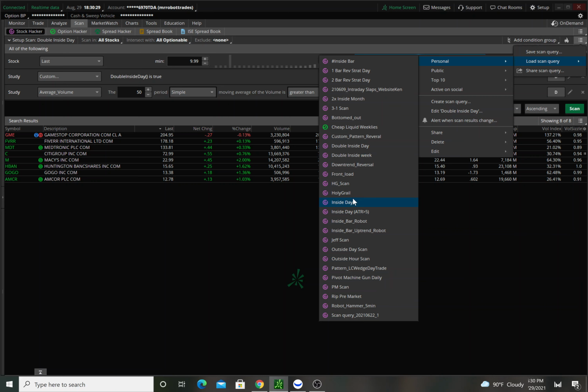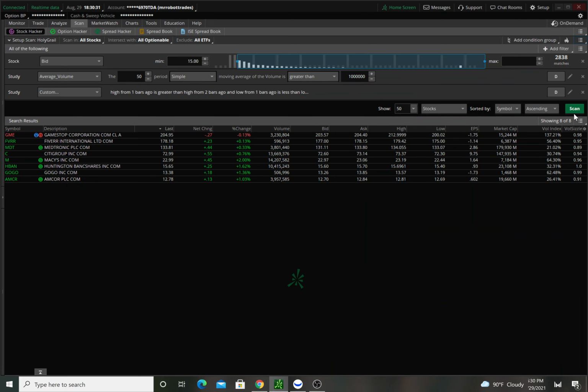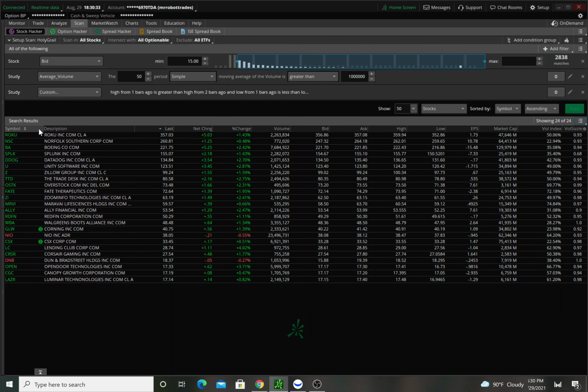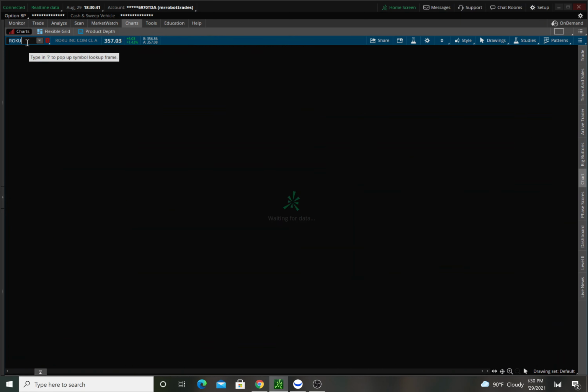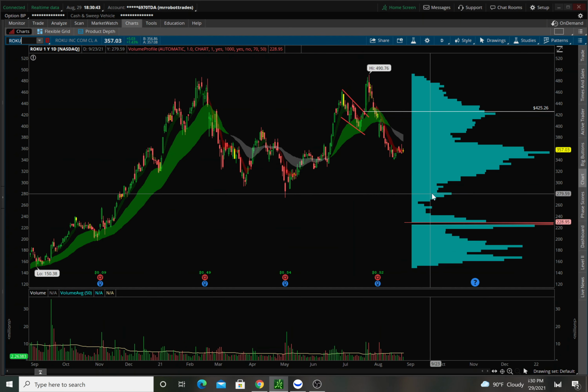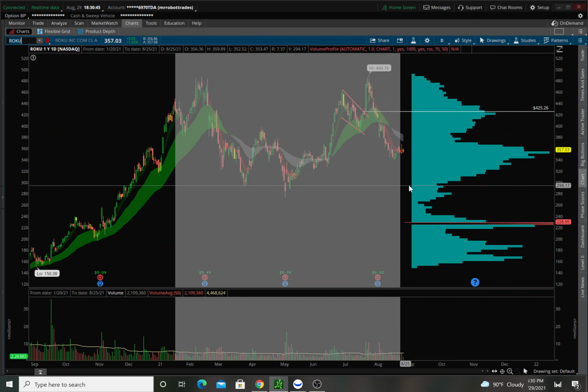The next one though is the Holy Grail scan. So go in and scan that. I am going to use Roku because I have looked at it and it has a pretty nice example of something I wanted to talk about. So go and look at Roku. Kind of some old stuff you can see on here, even visually.